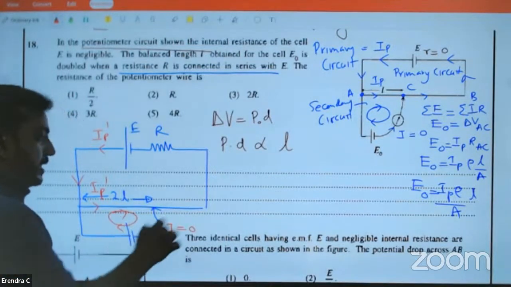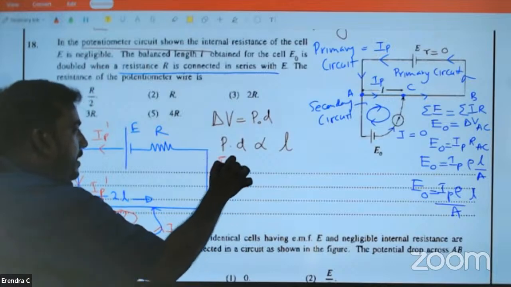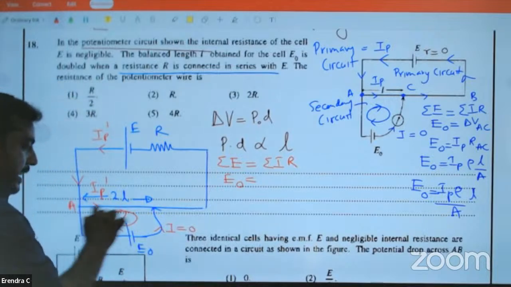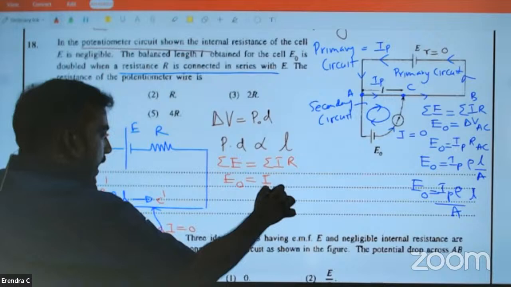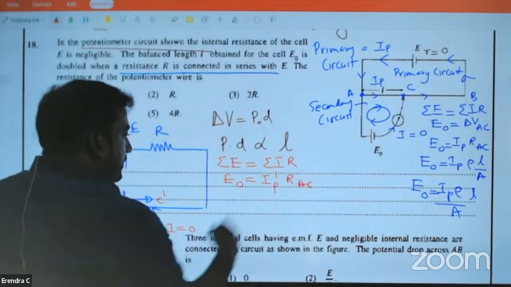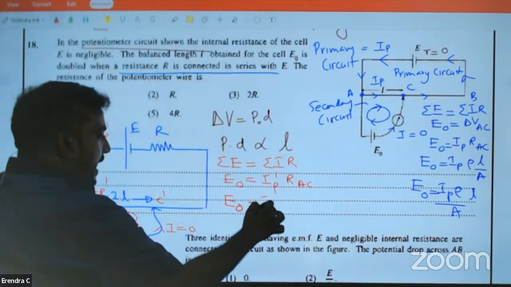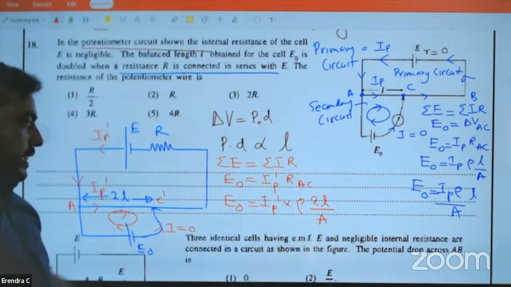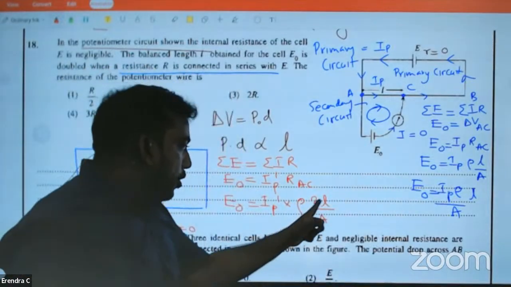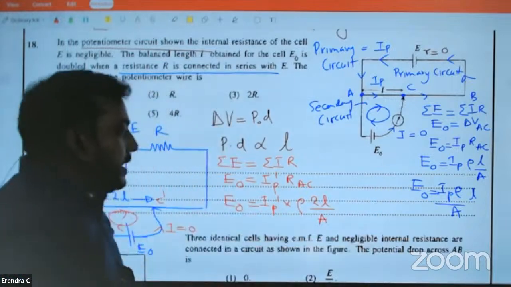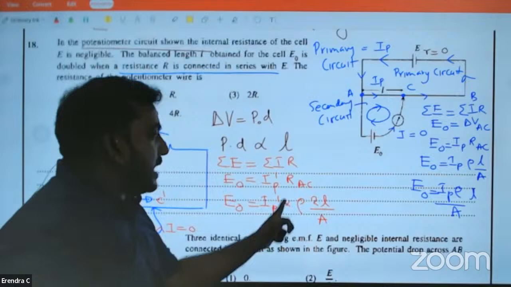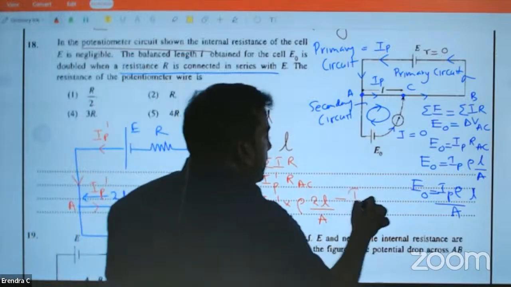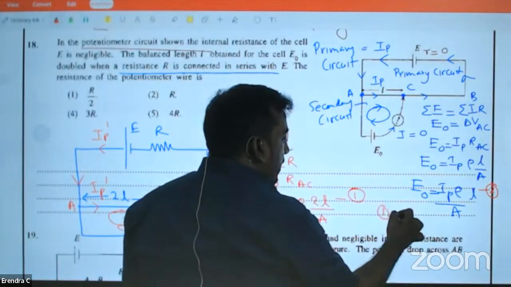If you apply Kirchhoff's law here, the sum of EMFs equals the sum of potential differences. E naught is equal to IP dash times R_AC dash. What is IP dash? Rho 2L over A, and rho L over A times IP, these two are equal. 2 times IP dash equals IP. So if I take equation 1 and equation 2, they are equal.